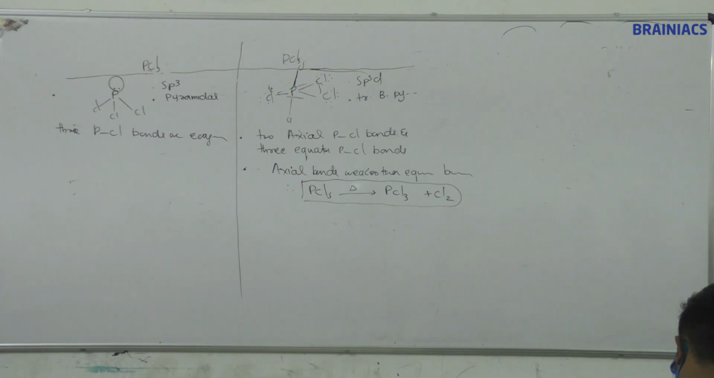In PCl5 we have 2 axial bonds and 3 equatorial bonds. The 2 axial PCl bonds are weaker than the equatorial ones. In PCl3, the three PCl bonds are equal. PCl3 has sp3 hybridization and pyramidal structure, and PCl5 has trigonal bipyramidal structure.